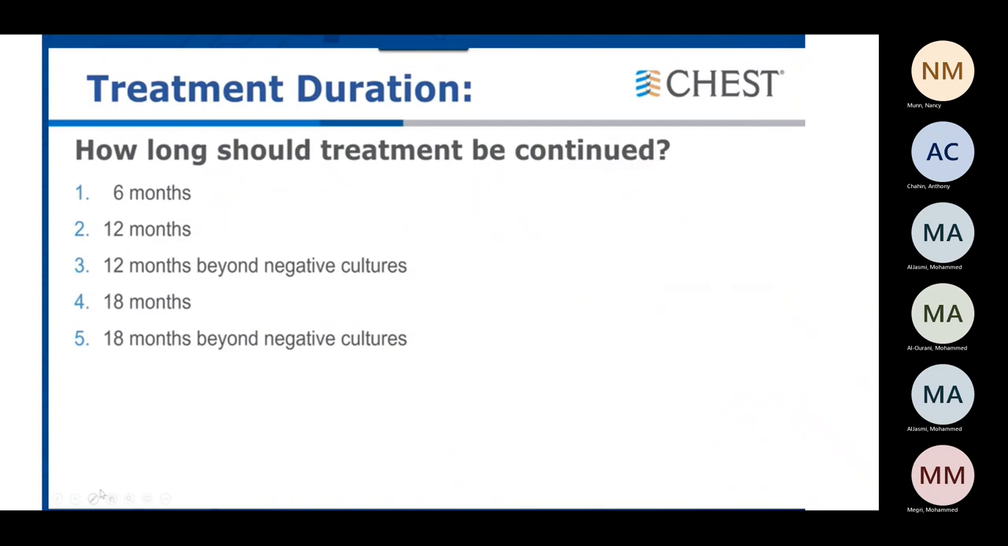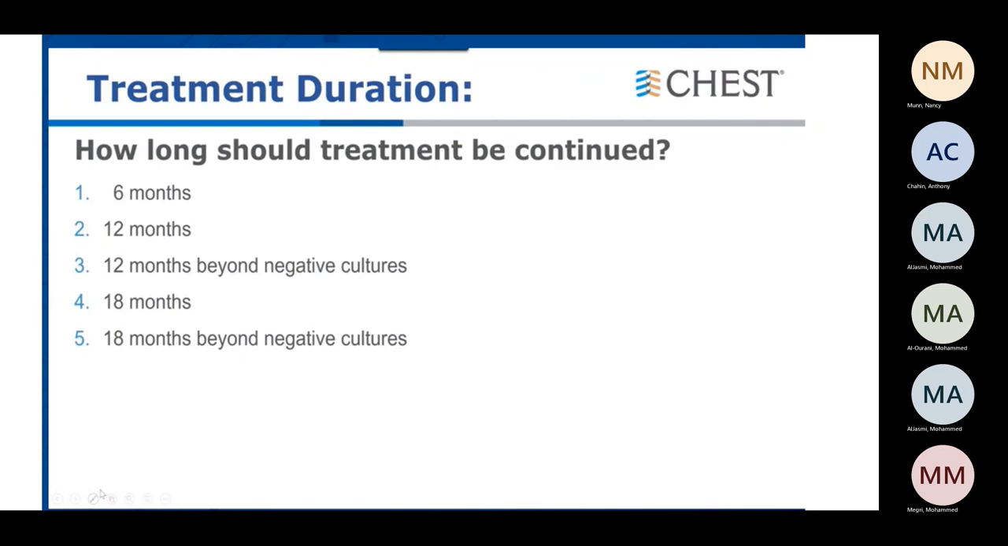All right, Mahmoud. How long should the treatment be continued? I think it should be 12 months after negative culture. Right, so you have to achieve negative cultures and then go 12 months beyond that. So this can go on for 18 months, 2 years. Treatment is very lengthy. That's why, when we talk about whether to treat or not to treat, you have to take that into consideration, because not everyone who's diagnosed with NTM will require treatment.